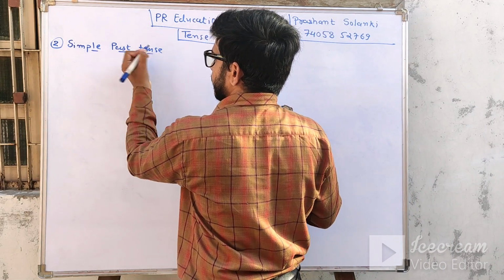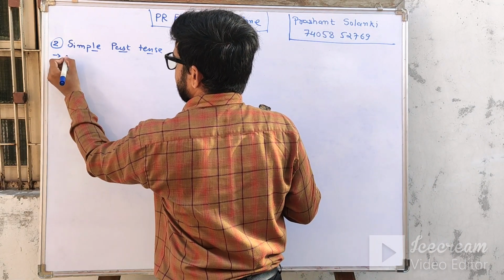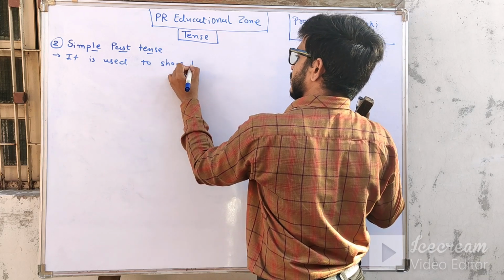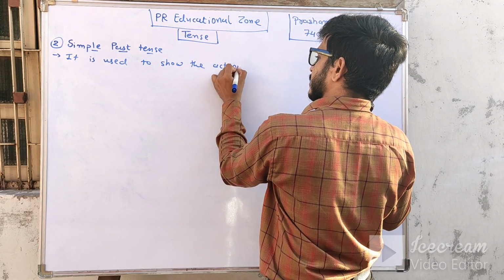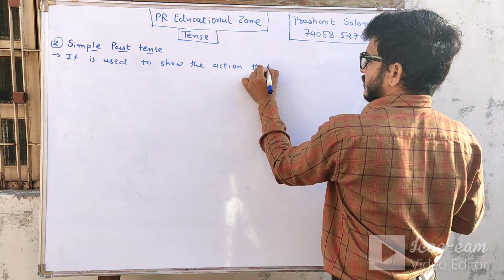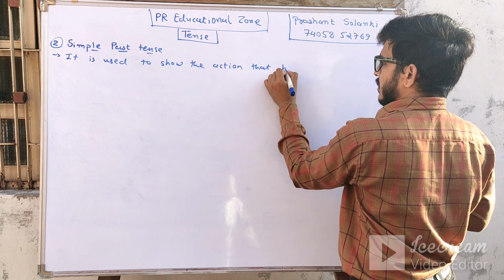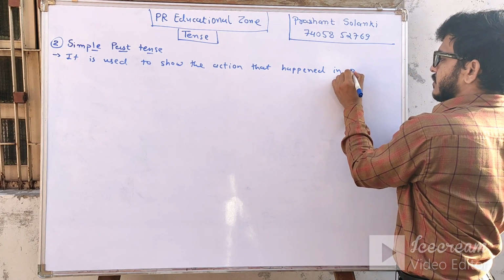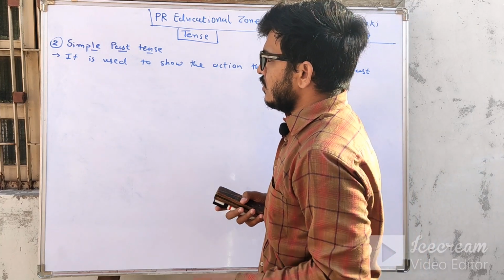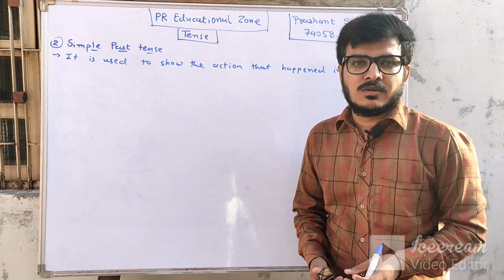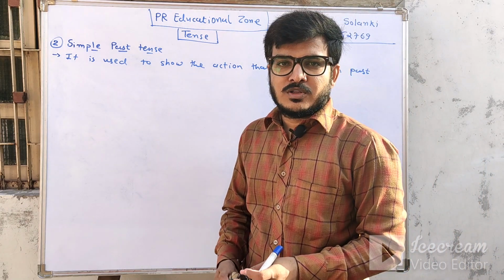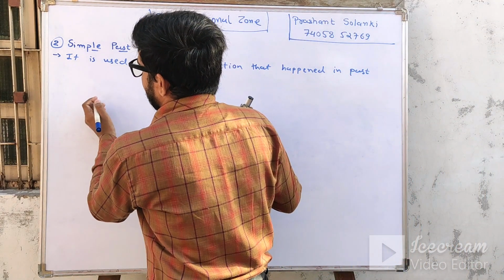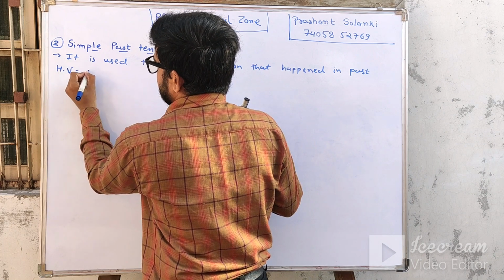And here, it is used to show the action that happened in the past. So the simple past tense is used to show the actions or the verb that happened in the past, and here the helping verb is did.